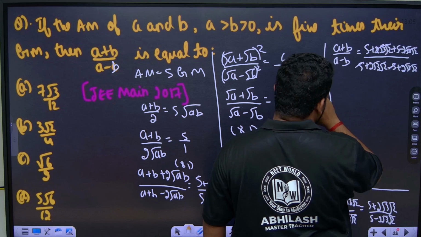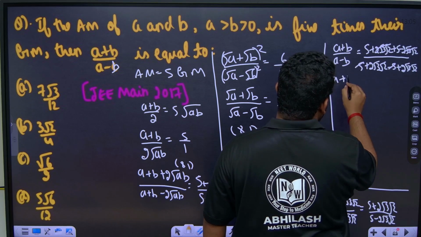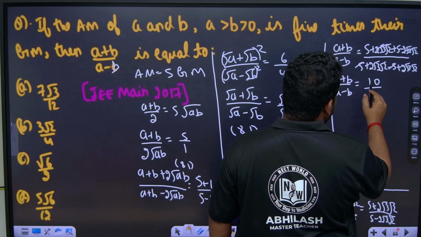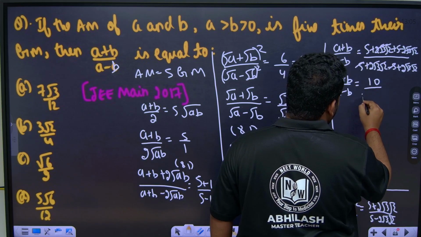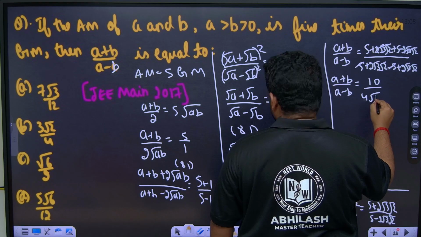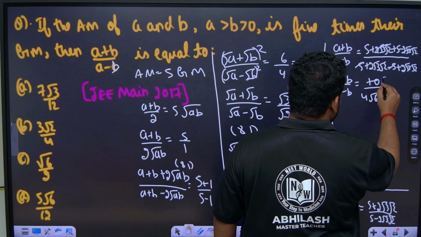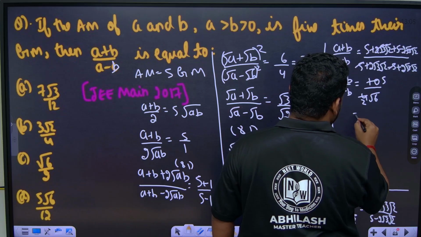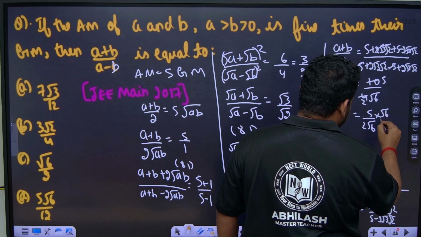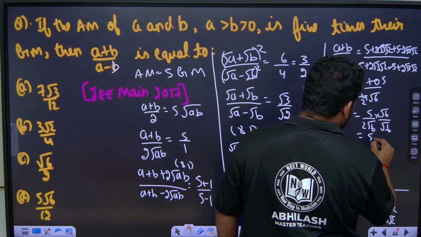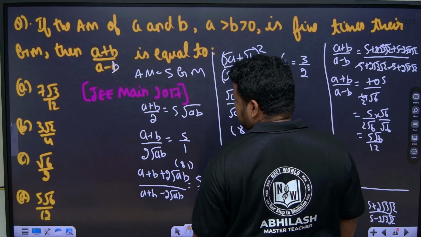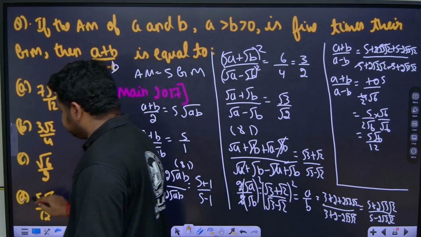I will be left with (a+b)/(a-b) is equal to what? 5 plus 5, 10 by 2 plus 2 is 4, 4 into √3 into √2 is √6. Correct? No? √6. Now this, 2 5s are 10, 2 2s are 4. Now if I do rationalization, 5 by 2√6 is there. I will multiply by √6 by √6. I will get 5√6 by 2 sixes are 12. Okay. That is option D.